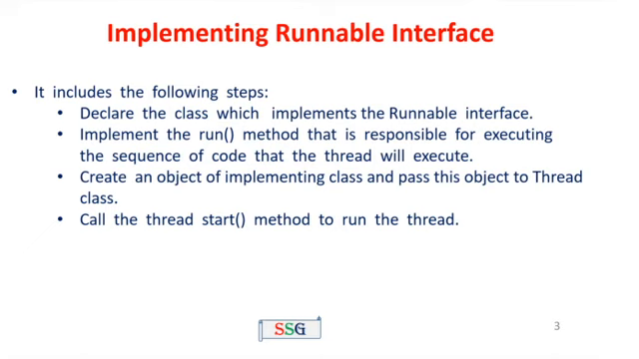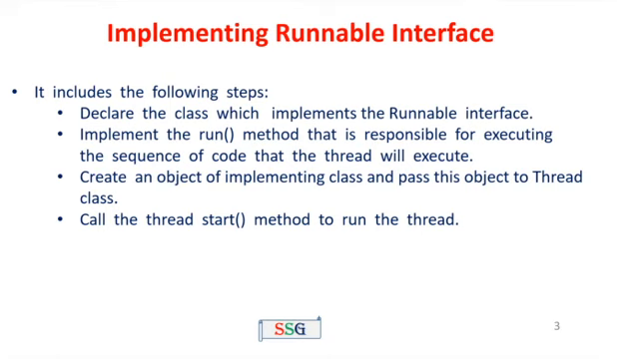There are 4 steps for implementing the Runnable interface. The first one, declare the class which implements the Runnable interface. So first step, define one class. That class implements the Runnable interface. Then second one, define the code for the run method, which is responsible for executing the code for the respective thread. Third point, create an object of the implementing class and pass this object to the Thread class. Finally, call the thread start method to run the thread.